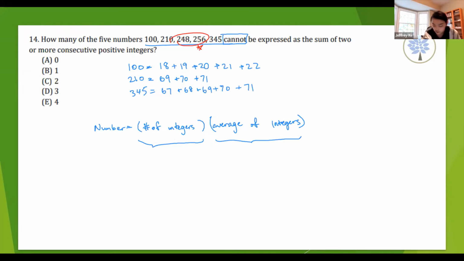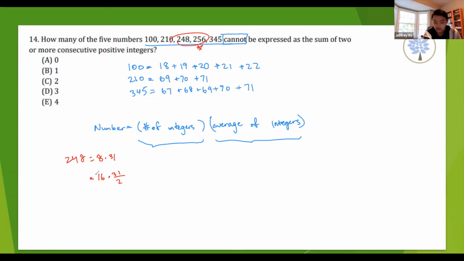So now let's look at 248. And 248 is equal to 8 times 31. So if the number of integers is 31, then the average is 8, and you could check by yourself, this does not work because some of the integers will be negative. But if the average of integers is 31 over 2, then the number of integers will be 16.